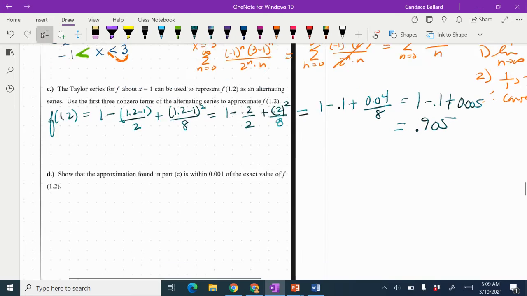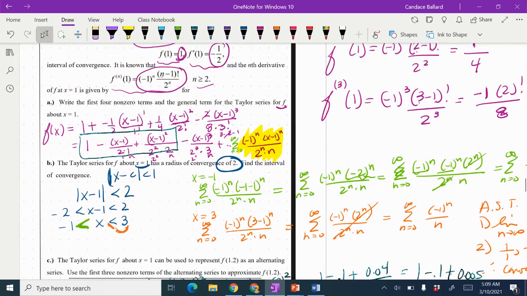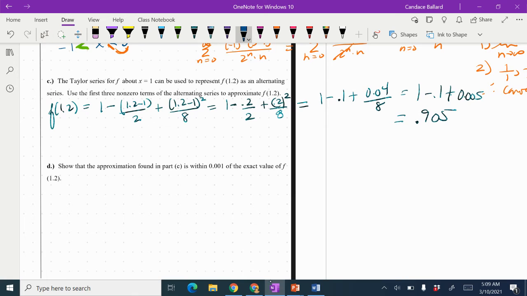I've established early on that this series is alternating. So this is really a fancy way of them asking you to do the alternating series error bound. So I know that my alternating series error bound is going to estimate f of 1.2 minus the second degree polynomial at 1.2, which means I need to go to the next skipped term.